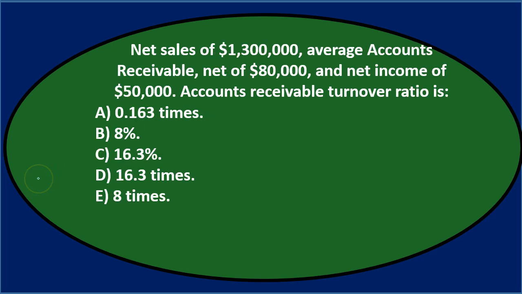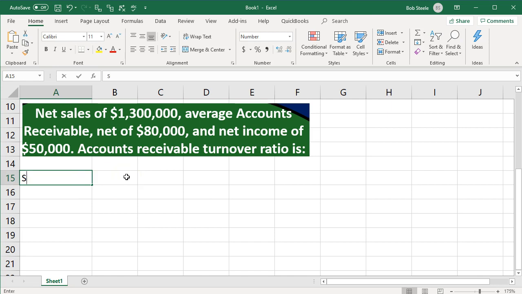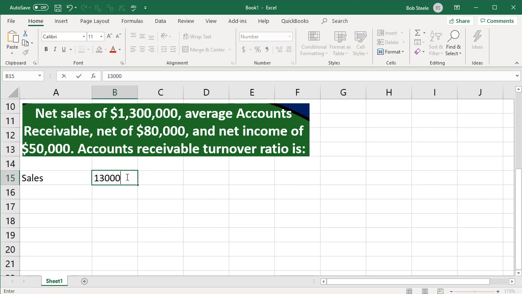Next question. Net sales of $1,300,000, average accounts receivable net of $80,000, and net income of $50,000. Accounts receivable turnover ratio is what? And we have the formats of our answers. You can take a look at the formatting of the answers. Let's jump over to Excel to work this one out. So we're going to put down our data here. We have the sales. Well, I'm going to say net sales. I'm just going to put down sales. It's going to be 1300000.